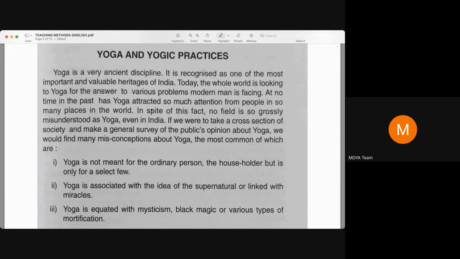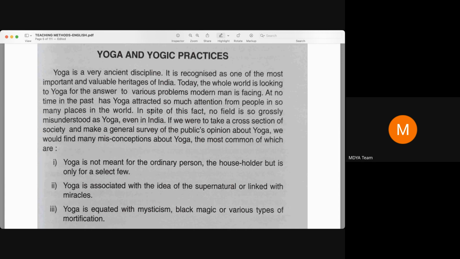So next, we'll move to yoga and yoga practices. As we all know, it's an ancient discipline. It is one of the oldest fields of education. It is recognized as one of the most important and valuable heritages of our country. Today the whole world is looking to yoga for the answer to various problems. That's why I say it's not a subject. It's something you can say, a lifestyle.